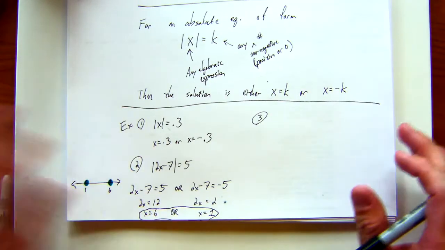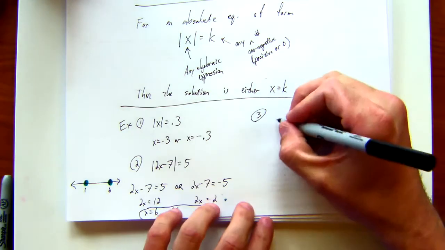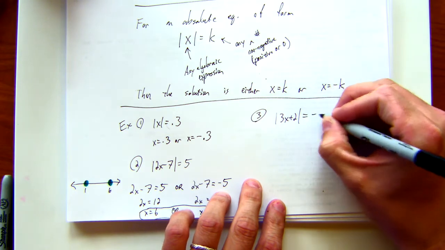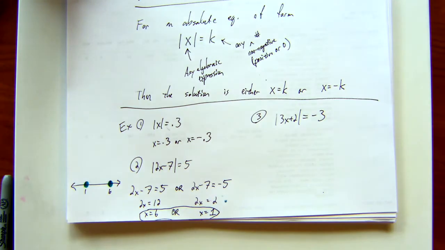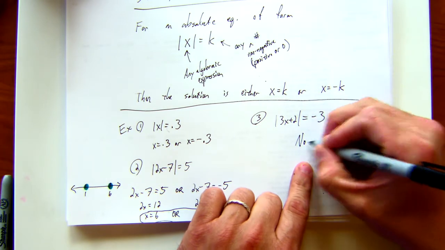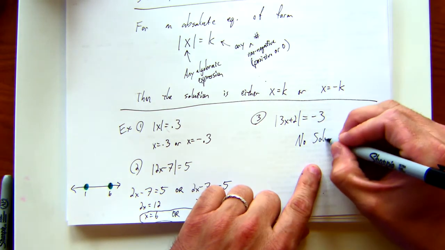One more, quick. Absolute value of 3x plus 2 is equal to a negative 3. You don't have to do any work, just look at it. Why? Yeah, no solution. Absolute value can never be negative.